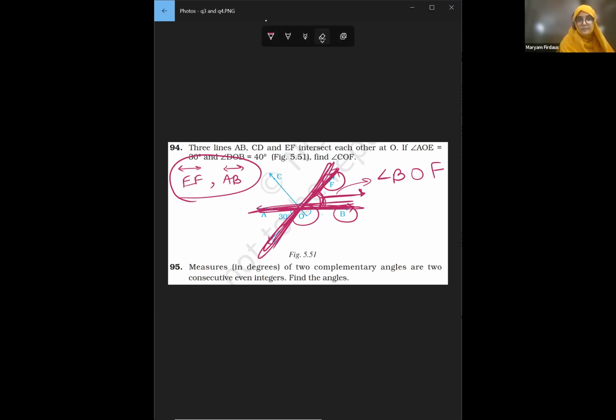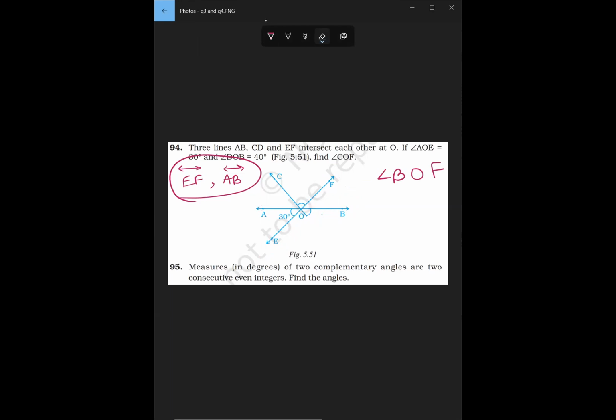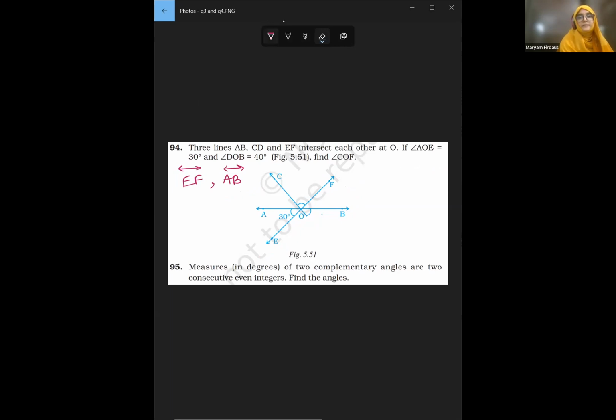Did you understand it now? No. Yes, Hiba? No. Okay, what did you not understand? How did you get BOF and not BOA? Bacha, what is BOA? BOA means this angle. BOA means you are going from B, then O, then A. Therefore, it becomes this angle, the straight angle, which is 180 degrees. We are not talking about that angle, are we? Yeah.